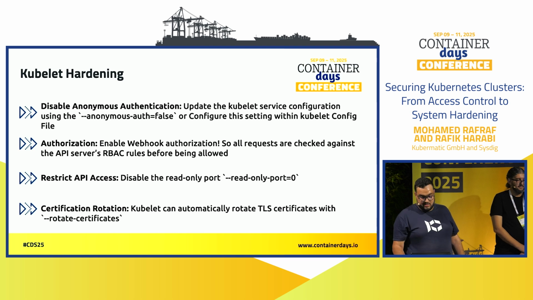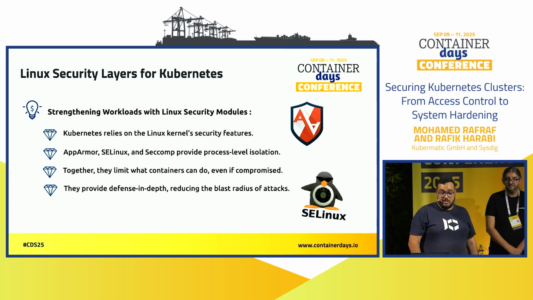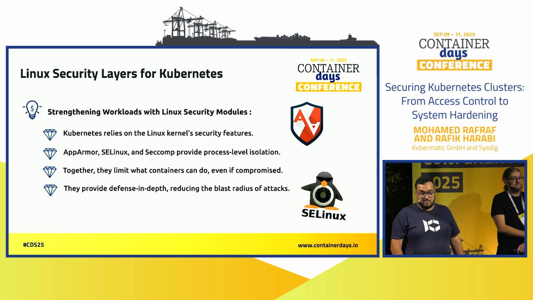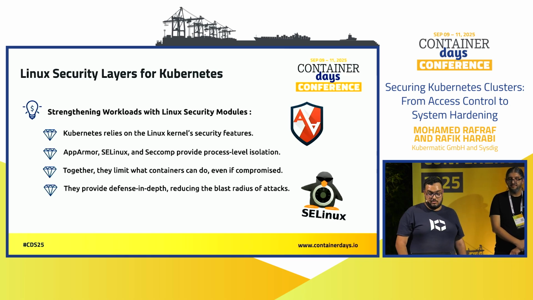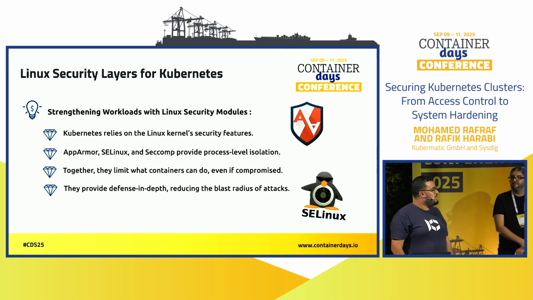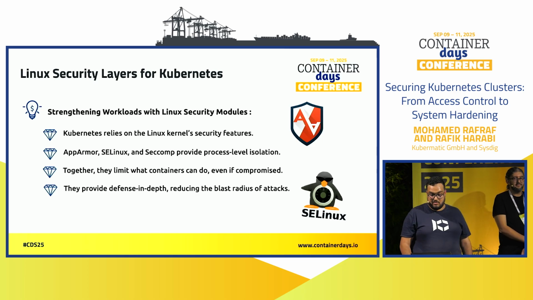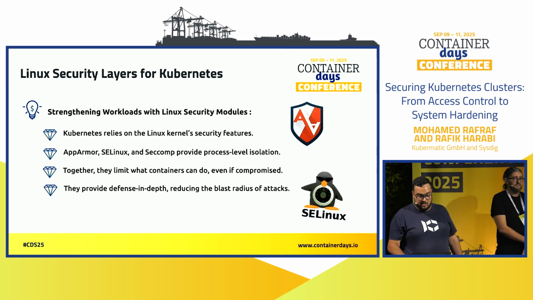To make sure everything gets done automatically. Beyond RBAC and network security, Kubernetes security also depends on the underlying Linux kernel. Features like AppArmor, Security-Enhanced Linux, and seccomp provide process-level isolation. Together, they limit what a container can do even if it's compromised. So this turns our workload into a jail; even if the attacker has access, they cannot do anything they want.